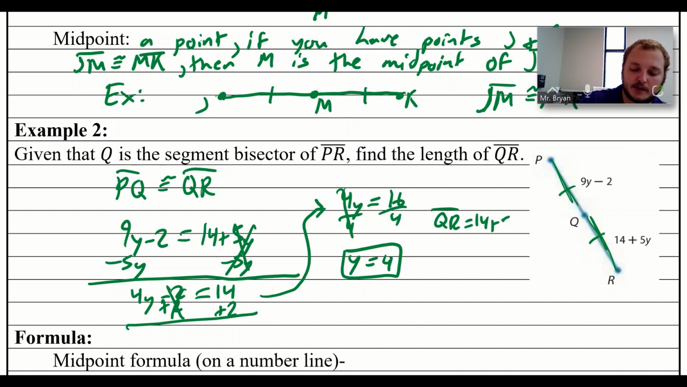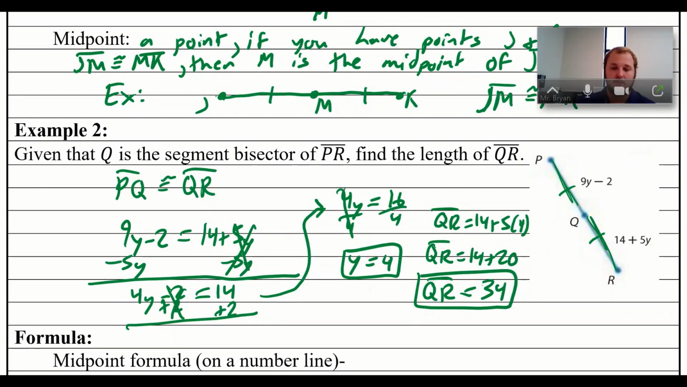just so I can visualize this and see what it looks like. QR equals 14 plus 5y. But now we know what y is, so I can just plug that in. Anytime I plug a number back in, I put it in parentheses, and I'm going to say that's 4. Now all we have to do is simplify. So we have 14 plus, and we know if I have parentheses or two numbers right next to each other, that means multiplication. So 5 times 4 is just 20. So the length of QR is 14 plus 20, or 34. And that is my final answer. That is what I'm looking for.